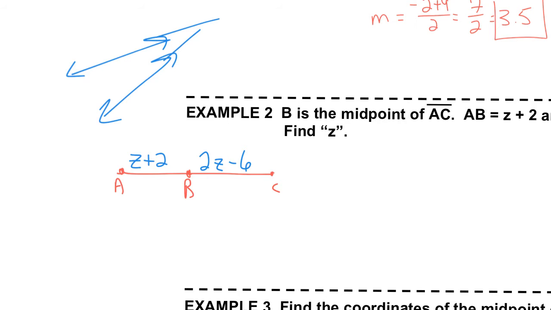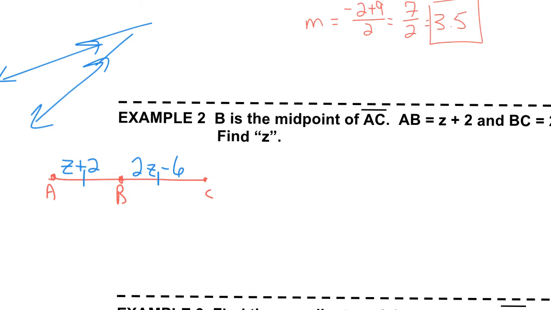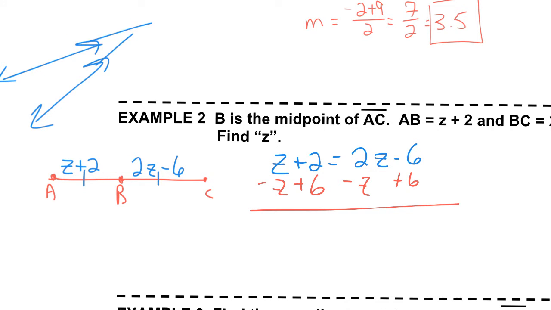Well, since that's the midpoint, that means that this segment and this segment must be equal. So let's set those expressions equal. Z plus 2 equals 2Z minus 6. Now we can solve this pretty easily. I'm going to subtract Z from this side, but at the same time I'm going to add 6 to both sides. If you're not comfortable with that, feel free to split it up, but I think we're all right. The Z's cancel. I'm left with 8 on the left. 2Z minus Z leaves me Z, and the 6's cancel, so I get that Z is equal to 8, and that is what it asked us to find.